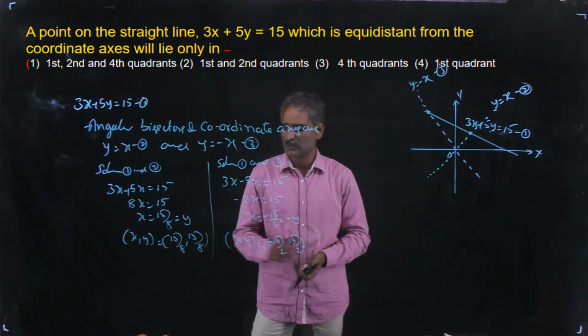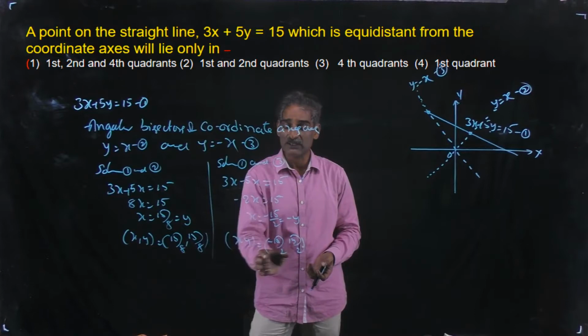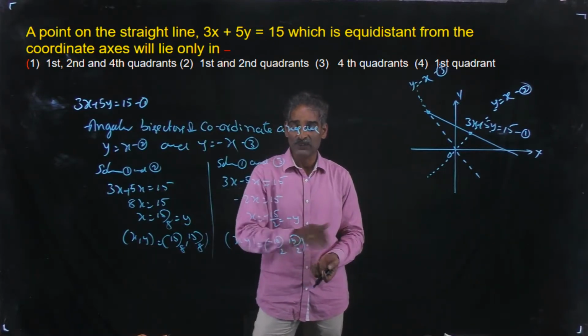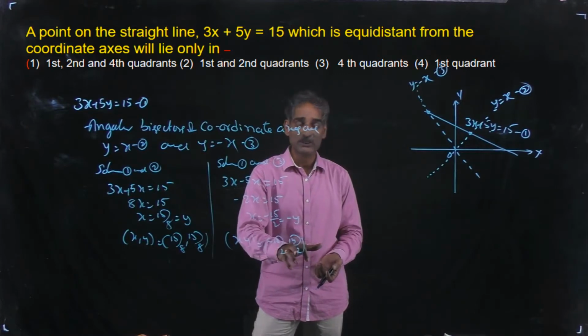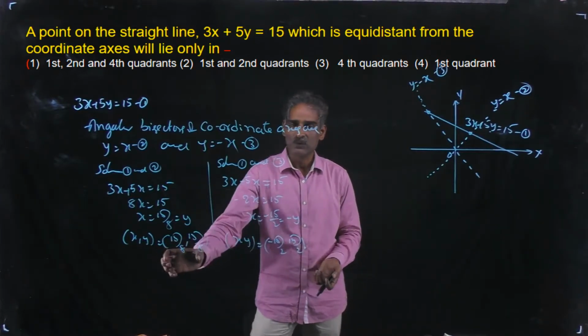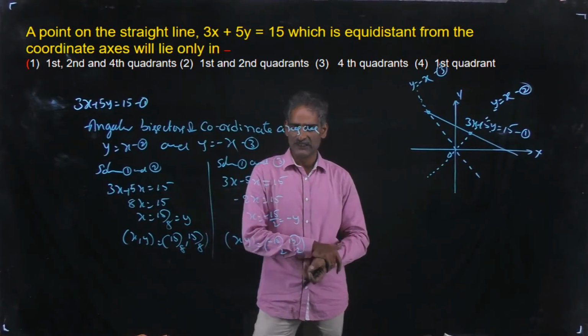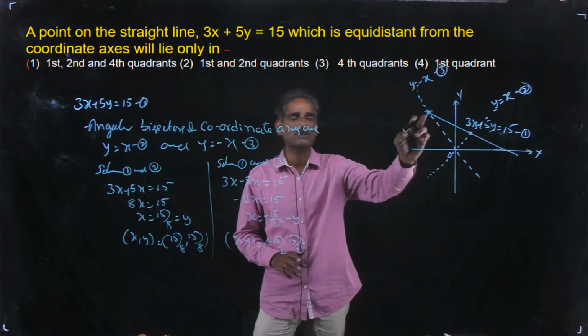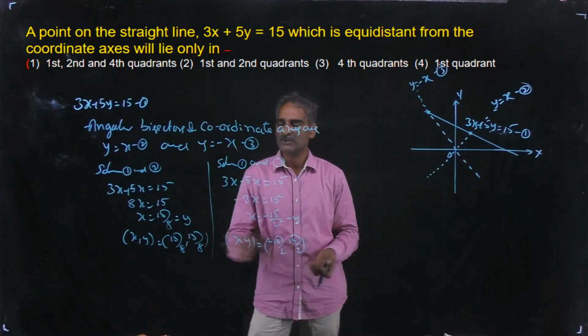So here observe that this is the point in the first quadrant, and this is the point minus 15 by 2 comma 15 by 2. x is negative, y is positive. It is in the second quadrant. So one point is in the first quadrant, another point is in the second quadrant. These are the coordinates of the points.